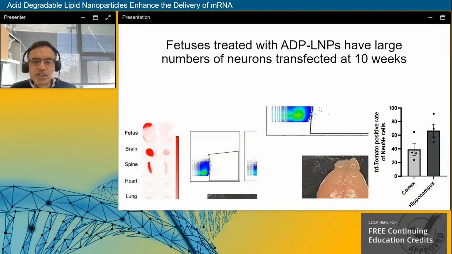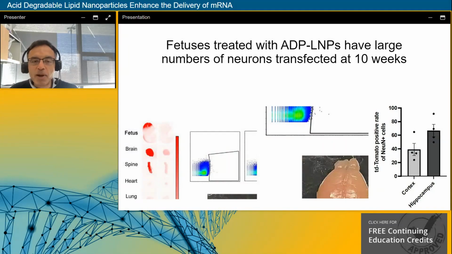And I apologize for some of the slides not showing up here, but the key data is actually on the right, where it says tdTomato positive cells, cortex, hippocampus. So what this figure is showing is the total percentage of cells in the cortex and hippocampus that were transfected at 10 weeks of age. And we transfected 40% of the cortex and 60% of the hippocampus.